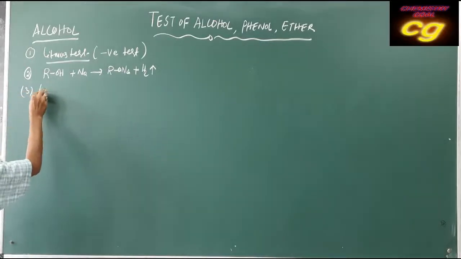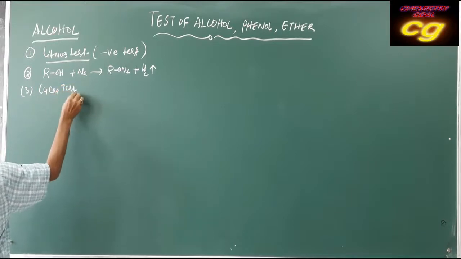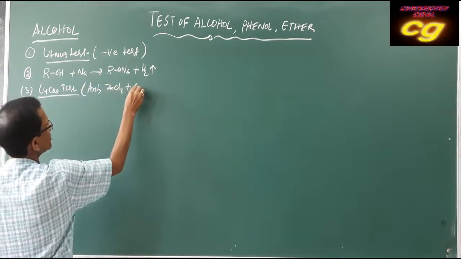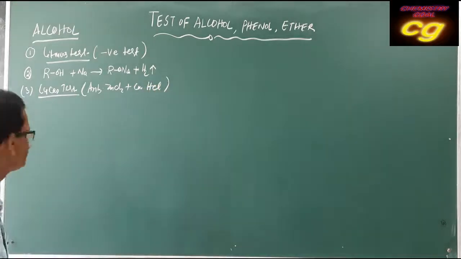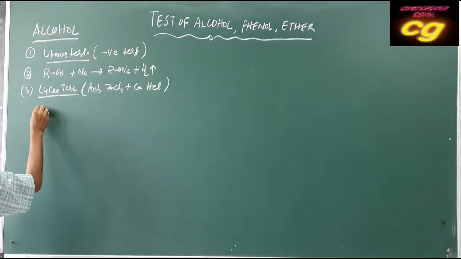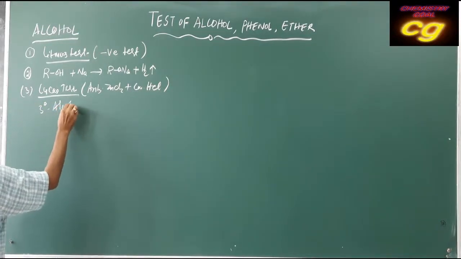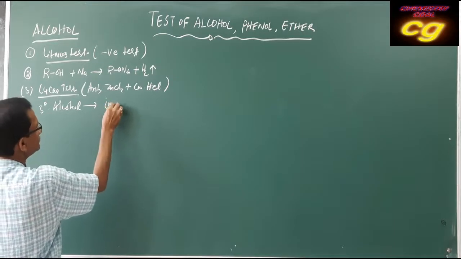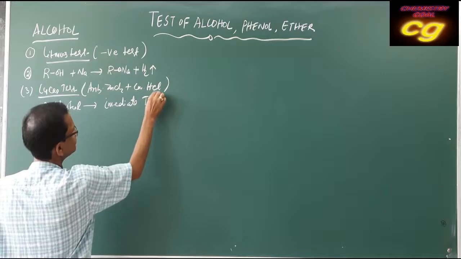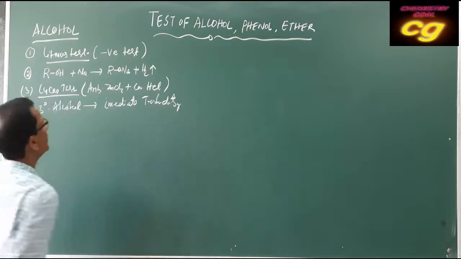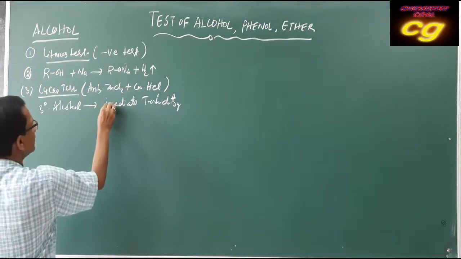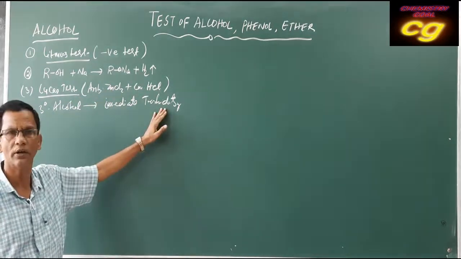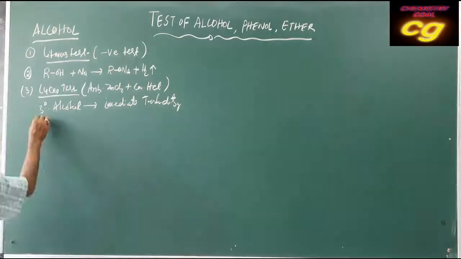Then the Lucas test. Lucas reagent is anhydrous zinc chloride and concentrated HCl. But remember, tertiary alcohol with Lucas reagent gives immediate turbidity. If you use tertiary alcohol and Lucas reagent, immediate turbidity is obtained, because tertiary alcohol is more reactive.